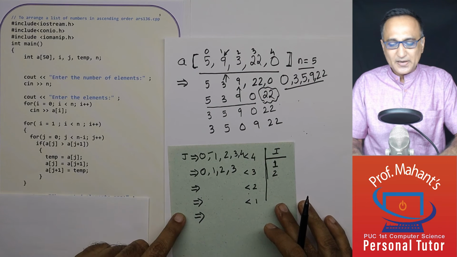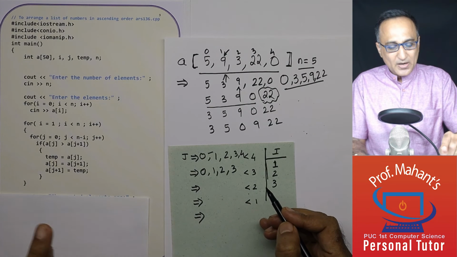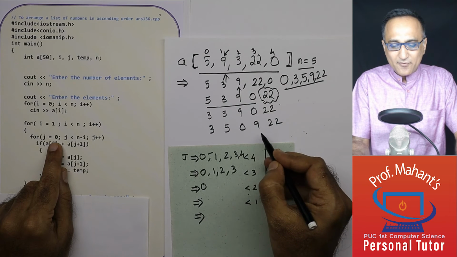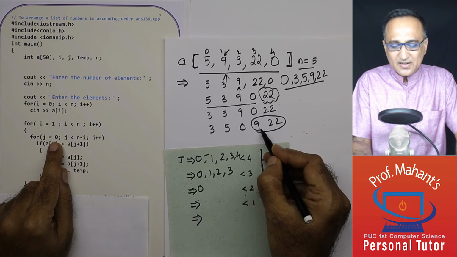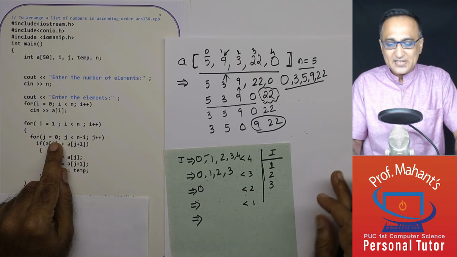So I go back to this place. I ends up becoming 3. Now when I becomes 3, j is back to 0. Okay, so I have arranged these two numbers in ascending order now, the last two positions. So I'm only left with 3, 5 and 0.